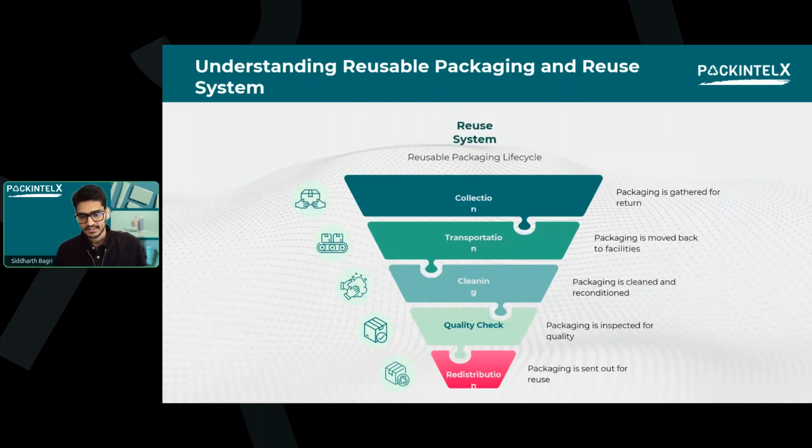Reusable packaging system. So if we look at the complete life cycle, it goes from collection, transportation, there can be cleaning, there cannot be cleaning depending on the type of packaging. So for Euro pallets, there won't be any cleaning involved, then quality checks, redistribution. That's what we have to ensure in a reusable packaging system.